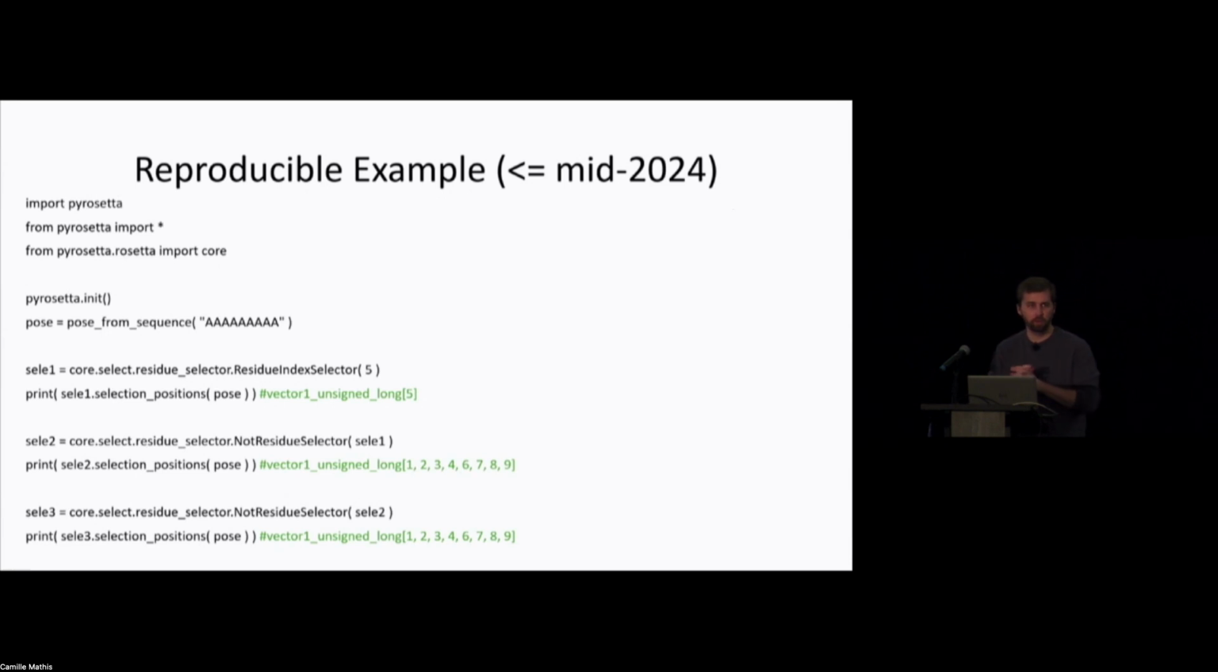For those who want to go through the tests later, or if you want to try this out, this is a reproducible example. We just select residue 5, we negate it twice, and we see that the second negation at the very bottom doesn't actually change the first negation. So this code is here for you to try.